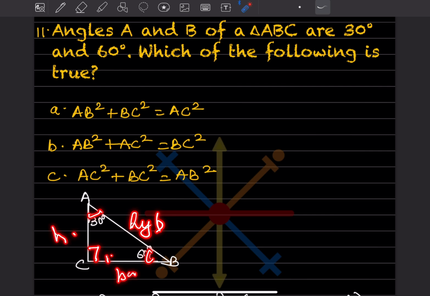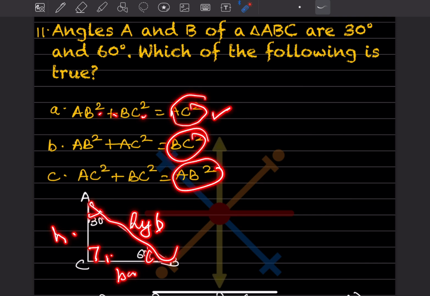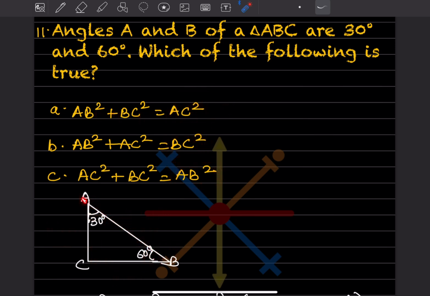So when is it possible? AB square plus BC square is equal to AC square, but this is not AC. Whatever you have on this part, this is the hypotenuse. But then we have here AB. So where you can see AB, this is equal to AB square. So this only is possible. So now let us check here. AC square plus BC square. So this square is equal to AB square.